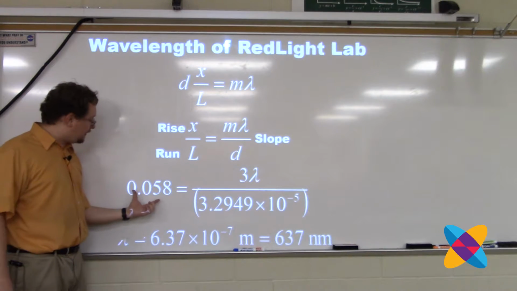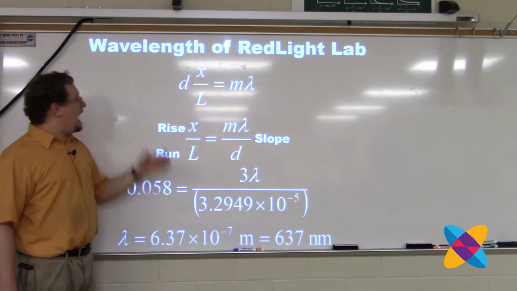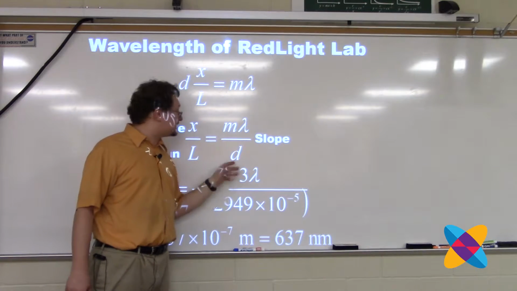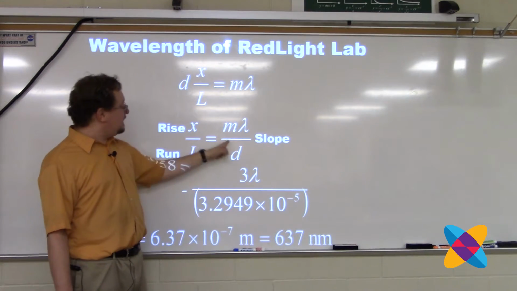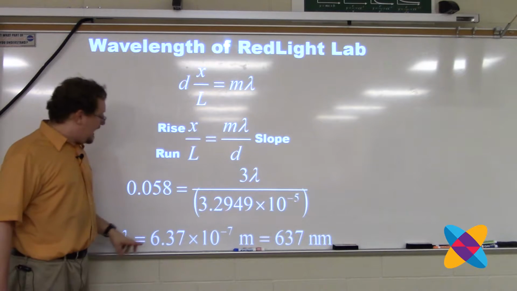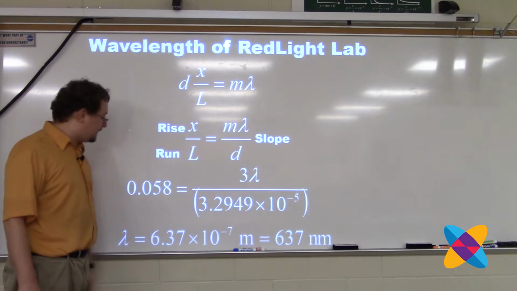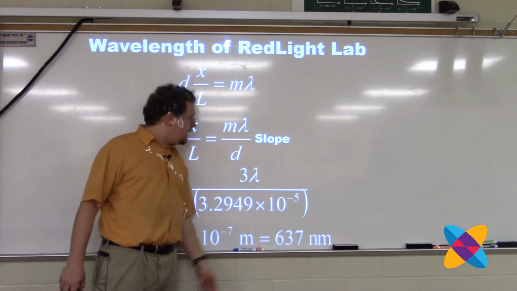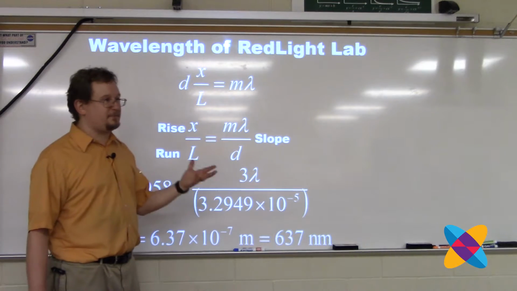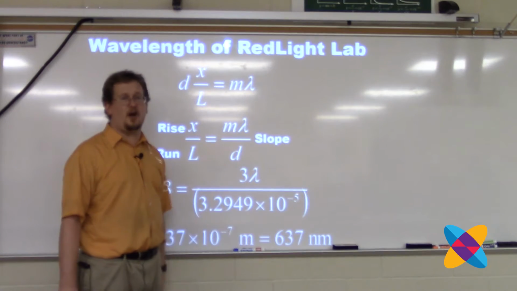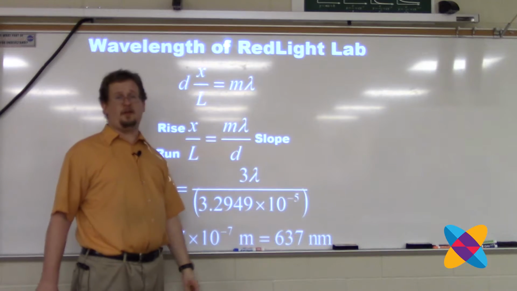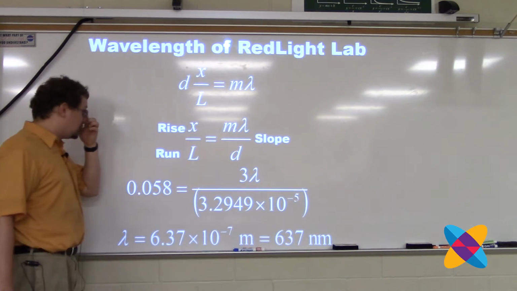The slope I got before is 0.058. I set that equal to m, which is 3. That's a constant. Lambda is what I'm looking for. D is the slit screen distance. And this time I didn't do as well. I got 6.37 times 10 to the negative 7, 637 nanometers. So what? 9 nanometers off on one, 13 nanometers off on the other. If your students are careful, they'll do a good job.